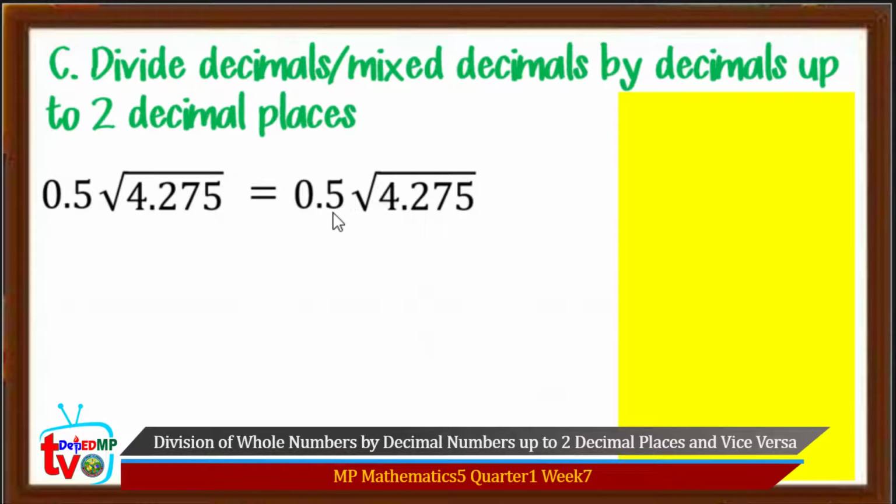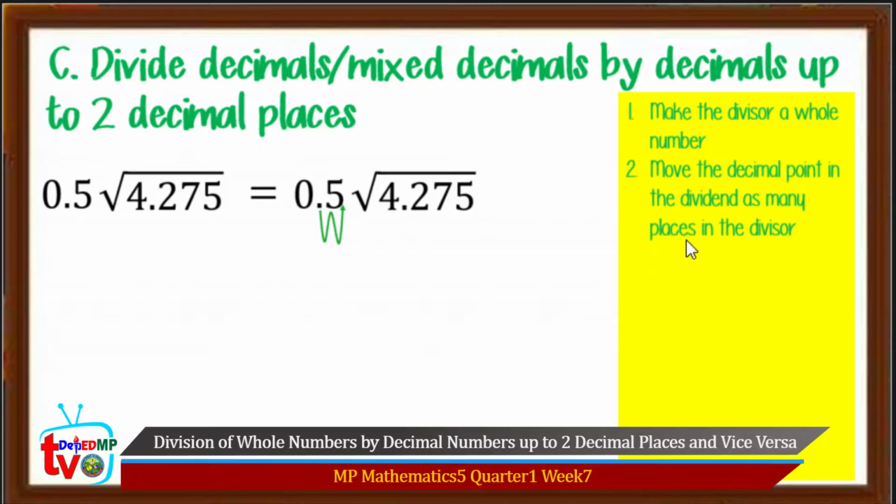So what will we do? What will it become? Okay, make the divisor a whole number. How are we going to do that? Let us move the decimal point to the right. So there, that's step number 2. Move the decimal point in the dividend as many places as in the divisor. How many places did we move the decimal point here? Once only. So meaning, we will move the decimal point in our dividend once.